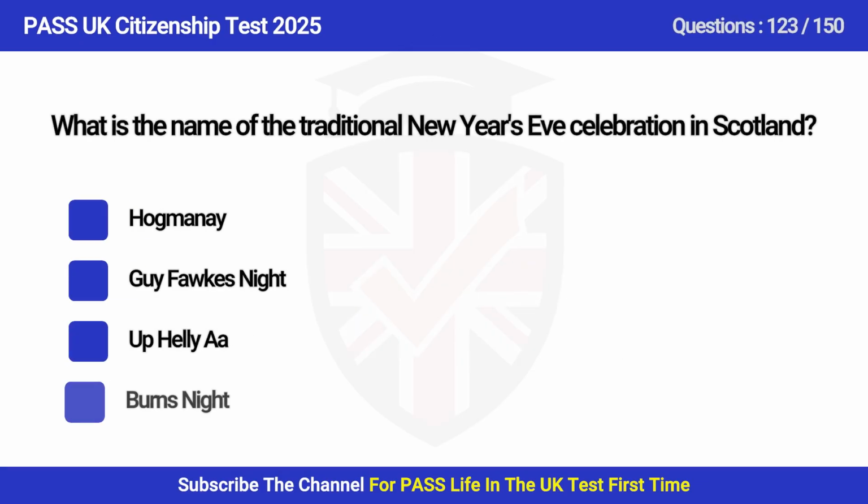Question 123. What is the name of the traditional New Year's Eve celebration in Scotland? A. Hogmanay, B. Guy Fawkes Night, C. Up Helly Aa, D. Burns Night.